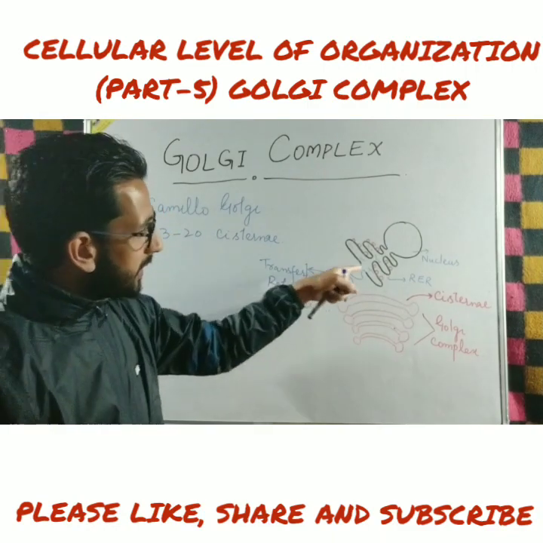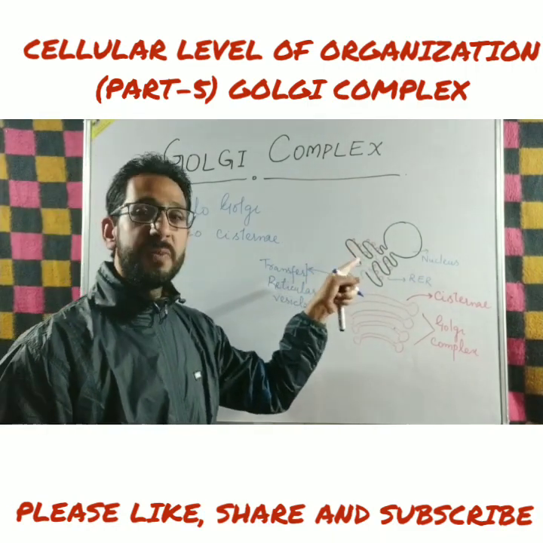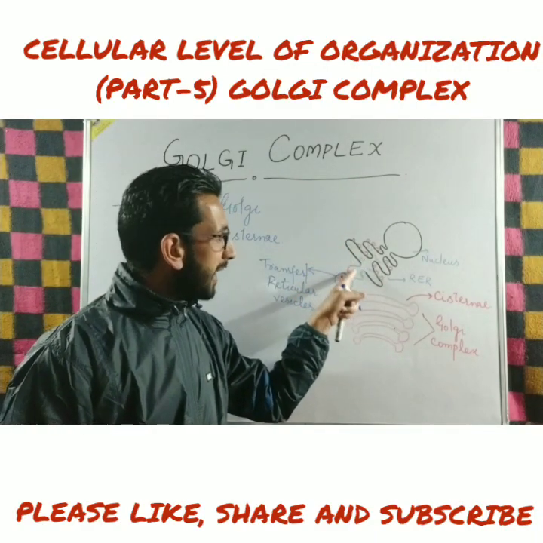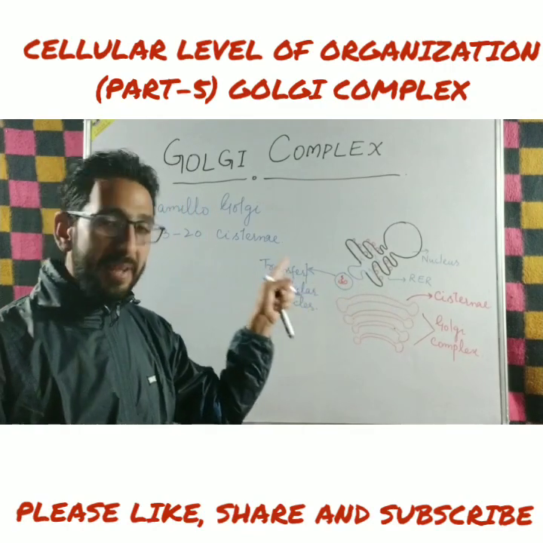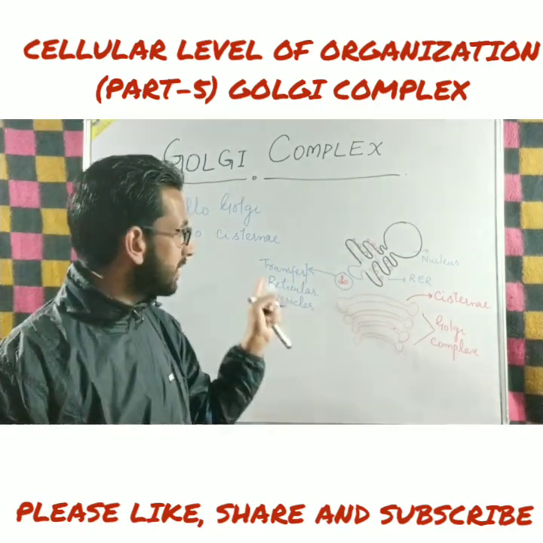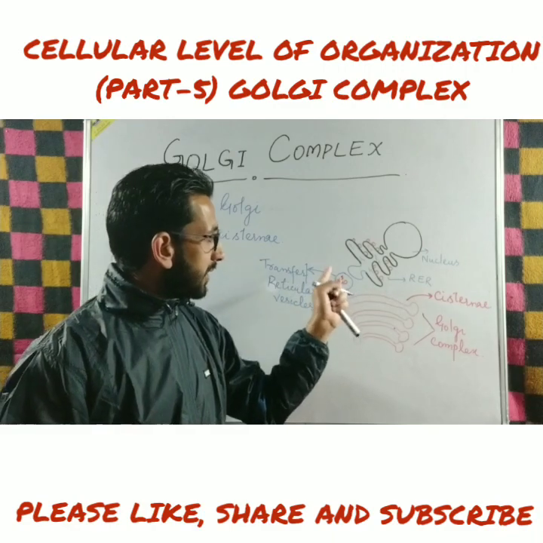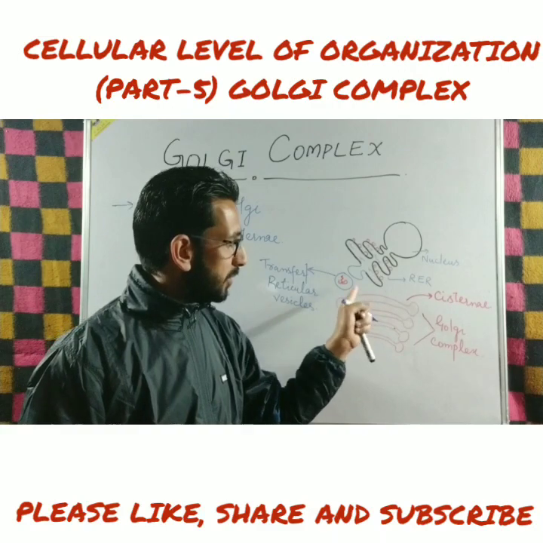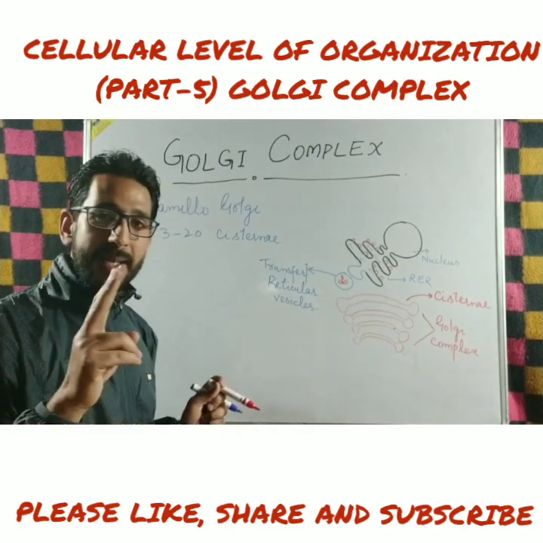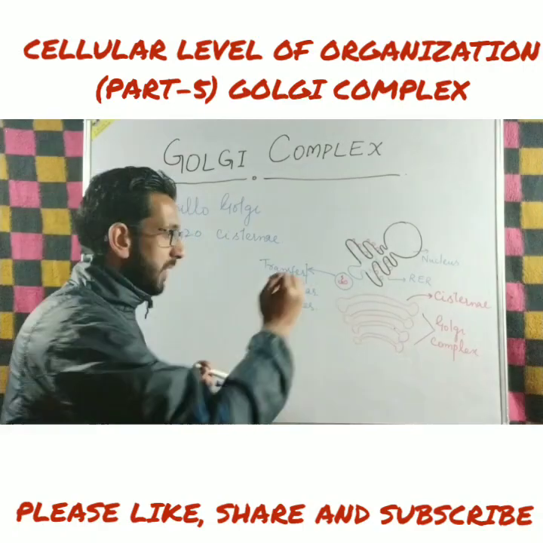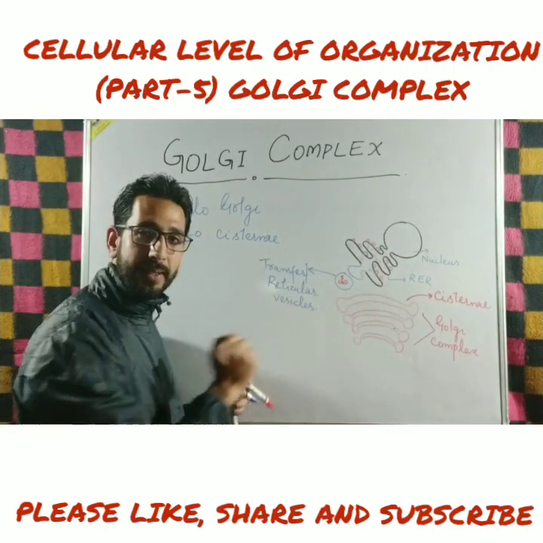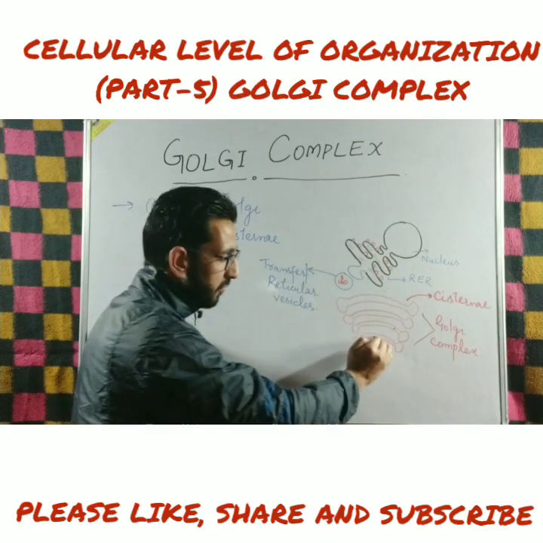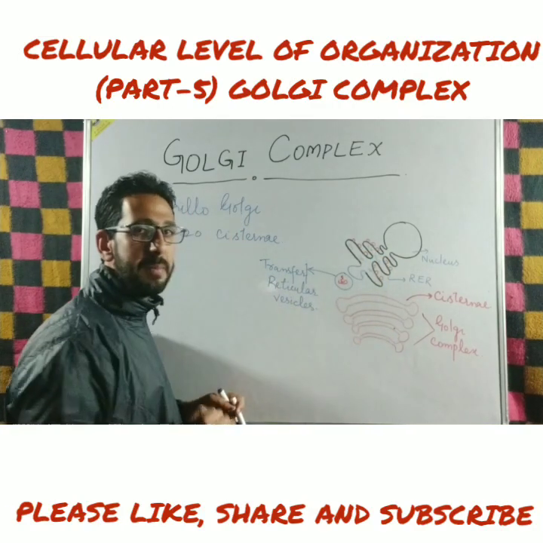So once these proteins which need further modification, these proteins are packed in these vesicles which are called as reticular vesicles or transfer vesicles. Now this reticular vesicle comes and fuses with this Golgi complex. Okay, and this Golgi complex has 2 ends. Fine. One end is facing towards the rough endoplasmic reticulum and one end is facing towards the cell membrane.